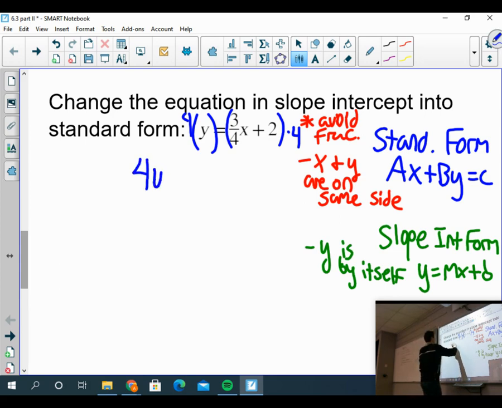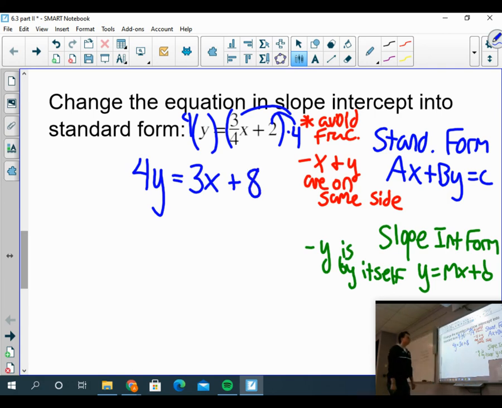When I do this, I'm going to get 4y equals 3x. Again, we've already illustrated why 3/4 times 4 turns into 3x. And I'm going to multiply the 4 by the 2, and I will get 8. Once I've done this, I have now gotten rid of my fractions, which is, again, something we typically like to do with standard form. The last step is I need to get x and y on the same side. So I will subtract 3x from both sides.